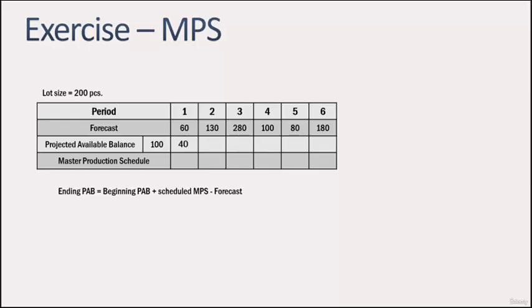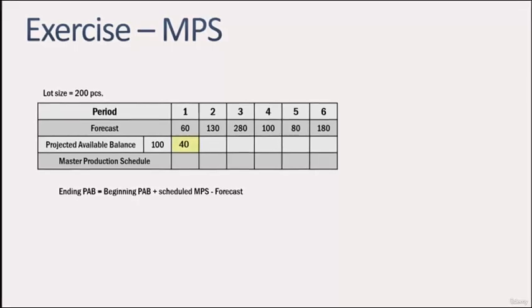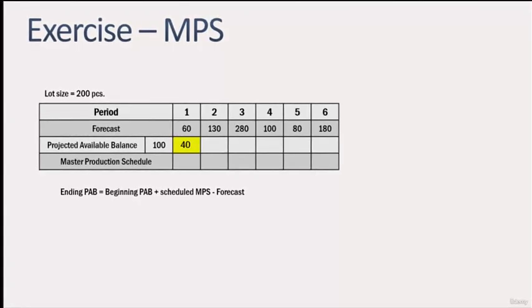Now let's go to period 2. The ending PAB in period 1 is the beginning PAB in period 2. Using the formula, we have 40 pieces as the beginning PAB, plus 0 as we don't have an MPS scheduled receipt, minus the forecast of 130 equals balance of minus 90. Since we have a negative PAB, we need to schedule an MPS in period 2.